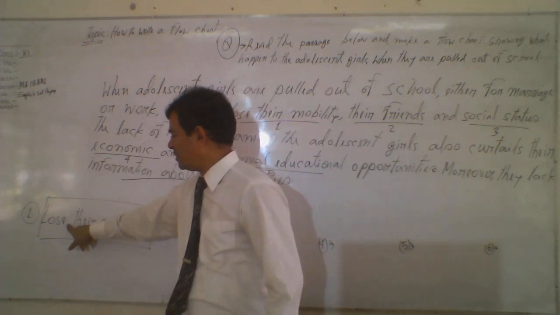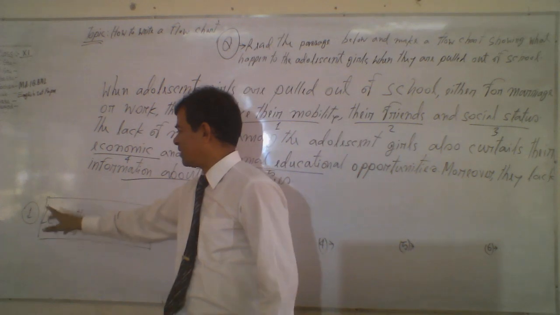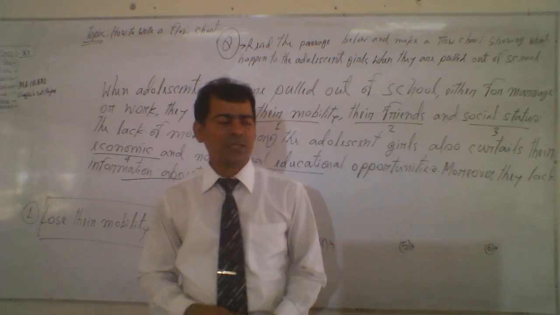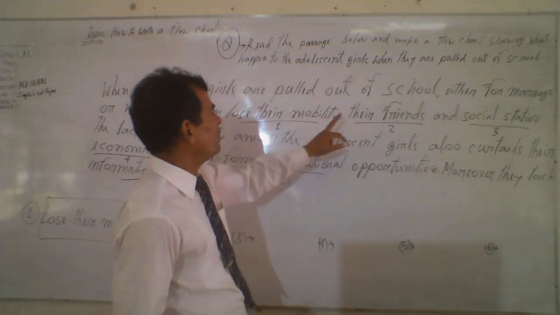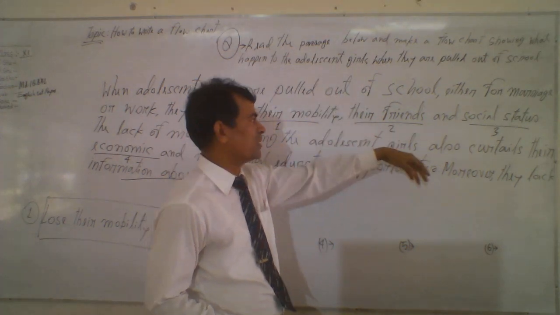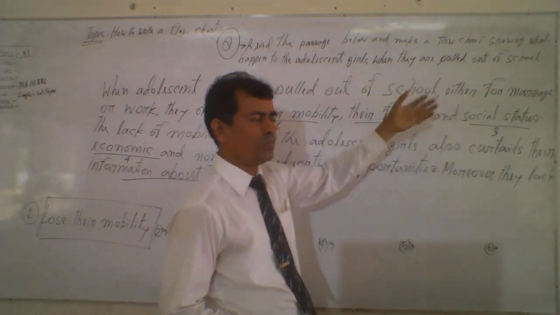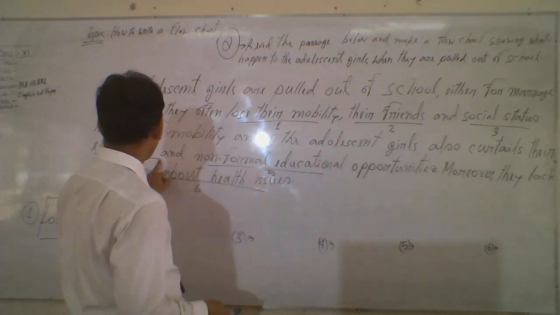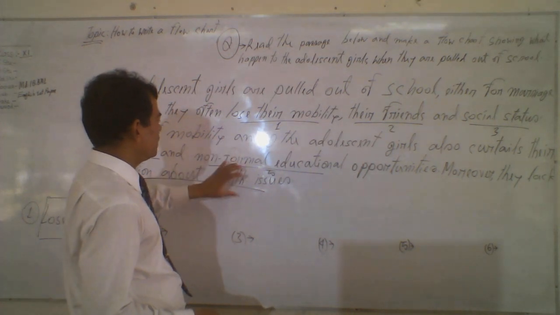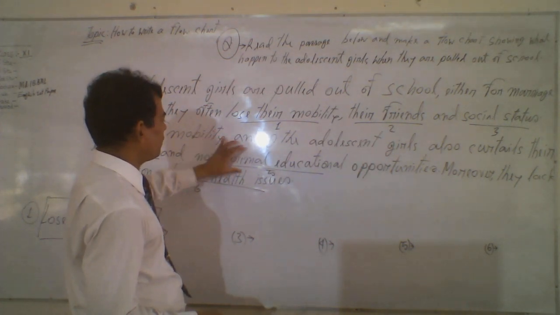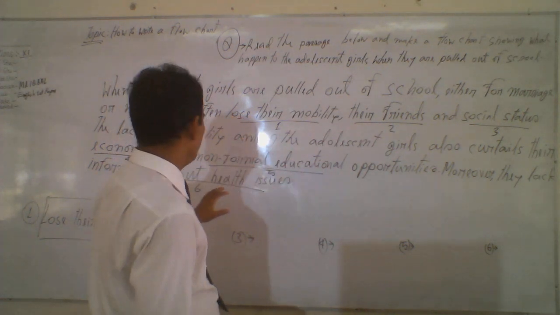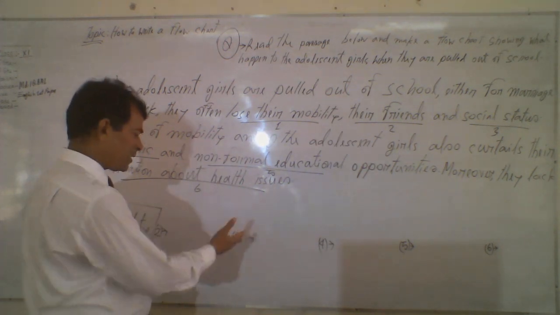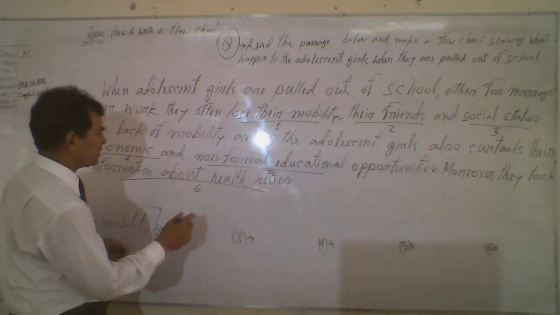For example, here you see verb plus object, not subject. Lose, verb, their mobility. In that way, you can write here, lose their friends, verb plus object. Lose their social status, verb plus object. Lose their economic opportunity. Lose their opportunities of non-formal education. Lose the opportunity of information about health issues. Now if you can write them here, then it's clear. Now let us see what we can do.